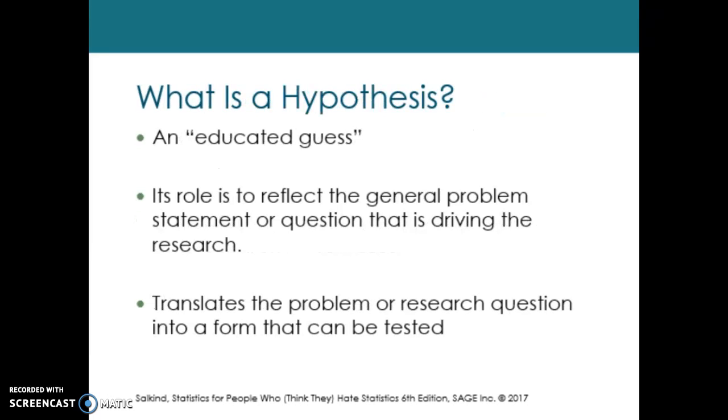So we've talked about a hypothesis is an educated guess, all right? And the role of the hypothesis is to reflect the research question. So if my research question is, does exercise training have an effect on body composition, then I need to be able to write a null and research hypothesis to test that.